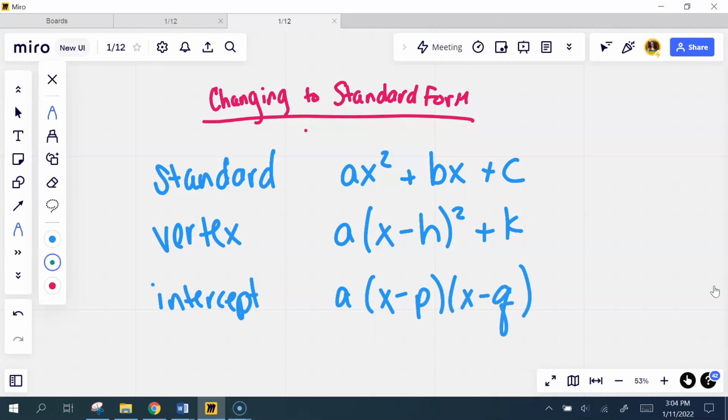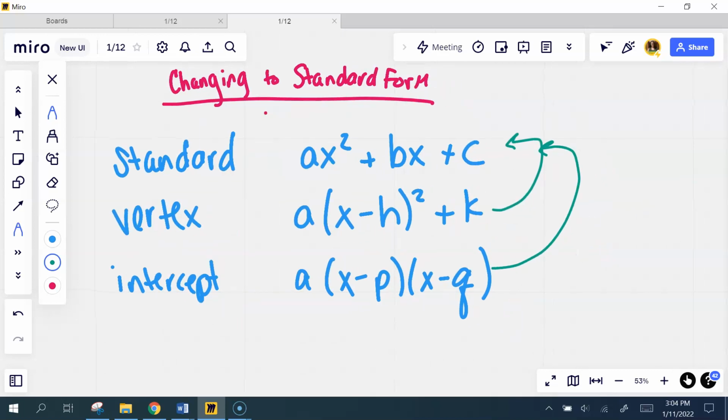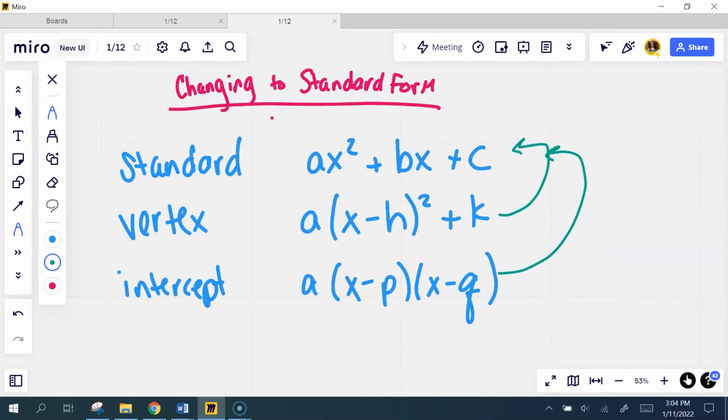And so what we're going to do today is work on making this vertex form look like standard form and making this intercept form look like standard form. And if I had to guess, you guys already know how to do that. But this is going to involve a lot of multiplying out. Some of you learned this as foiling. I don't like to use the word foiling because foiling only works when you're multiplying two binomials, but that's okay. We'll get there if that's what you call it, as long as you understand what it is we're doing.